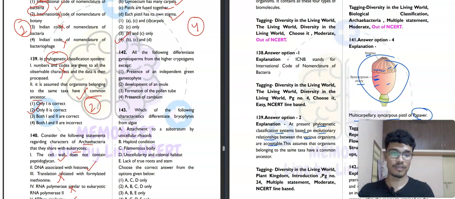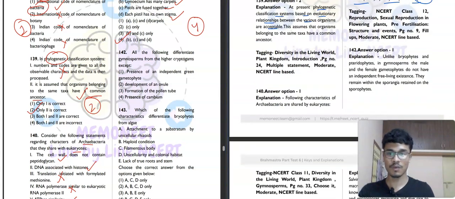Then question number 142. What is it saying? All the following differentiate gymnosperms from the higher cryptogams except presence of independent green gametophyte. You know that unlike bryophytes and pteridophytes, gymnosperms don't have an independent gametophytic generation or independent free living existence for the gametophyte. So that's why presence of an independent green gametophyte will be our correct answer. First option.